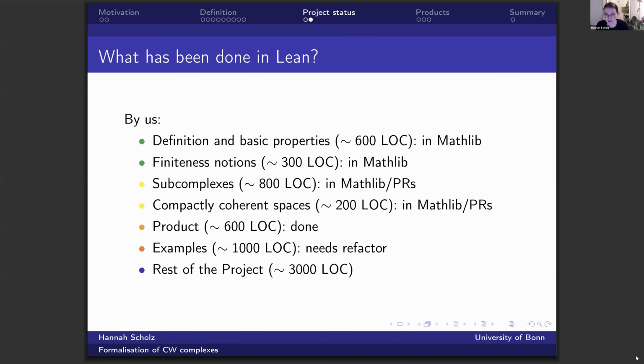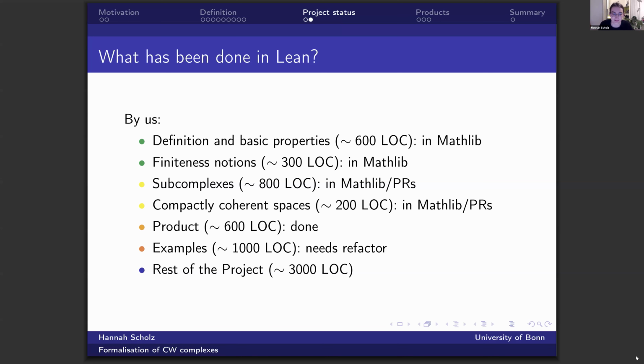So we did the definition and basic properties. That is in Mathlib. We did finiteness notions. So basically you can talk about having finitely many cells in every dimension, or also the dimension being finite, and then both things at once, of course. And these notions are in Mathlib. I did subcomplexes, so that is partially in Mathlib already, partially in PRs. We did compactly coherent spaces. Those are a prerequisite for products. Those are also partially in Mathlib, partially in PRs. And then, of course, the product is blocked by that.